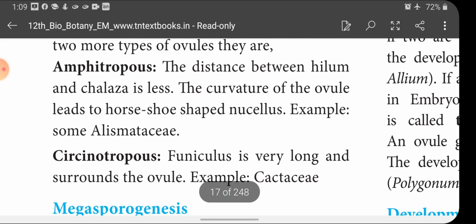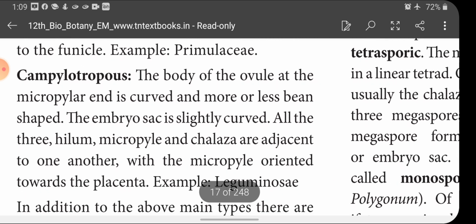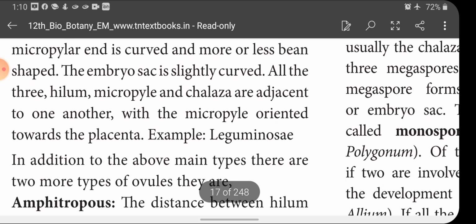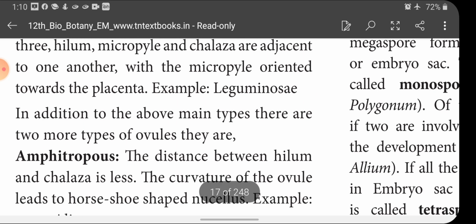Then campylotropous: the body of the ovule at the micropylar end is curved and more or less bean shaped. The embryo sac is slightly curved. All the three, hilum, micropyle and chalaza, are adjacent to one another with the micropyle oriented towards the placenta. Example, Leguminaceae.